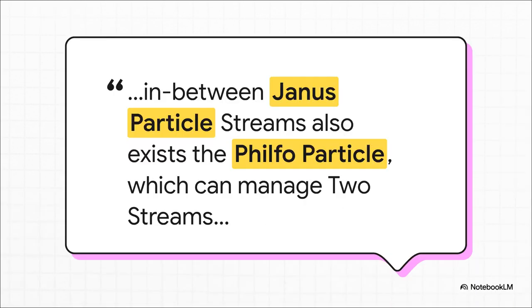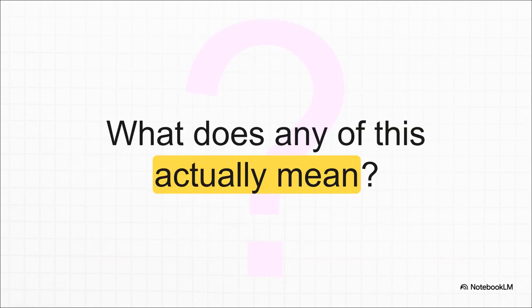Wow, okay, so right off the bat, the language here is pretty intense. We're getting hit with terms like Janus particles, Philfo particles, and all these different energy streams. Honestly, it's a lot to take in, and it's really easy to get lost right from the start. So what does that even mean? That's the real question, right?